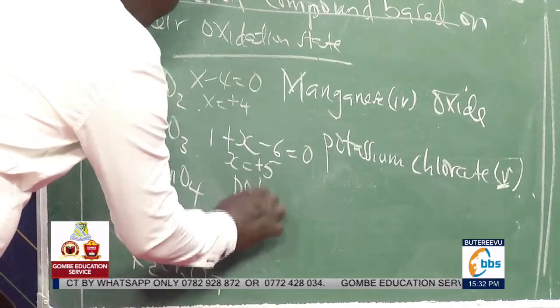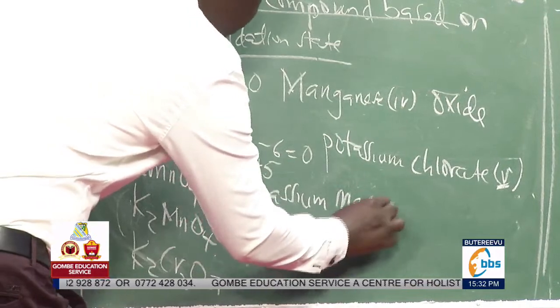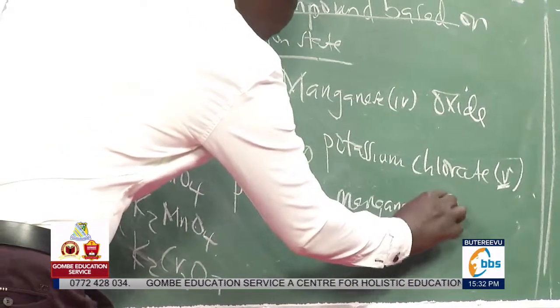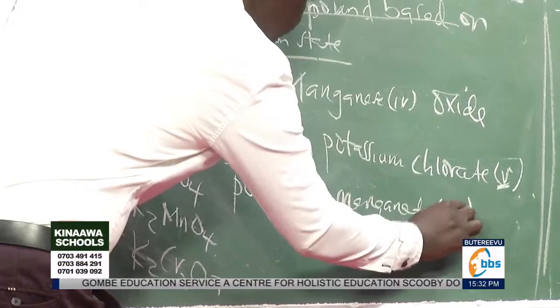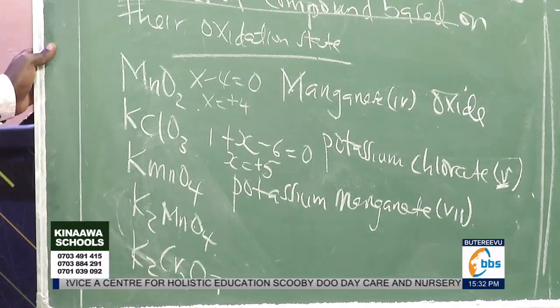Then this one we have already calculated there. It's called potassium manganate 7. Potassium manganate 7. What about here?